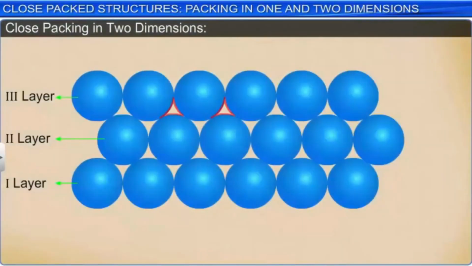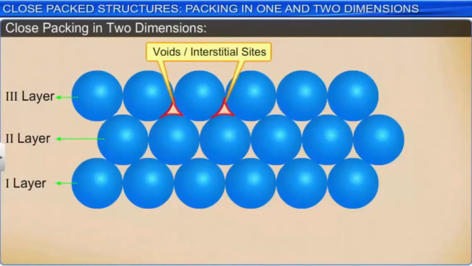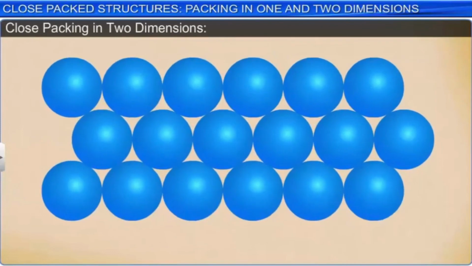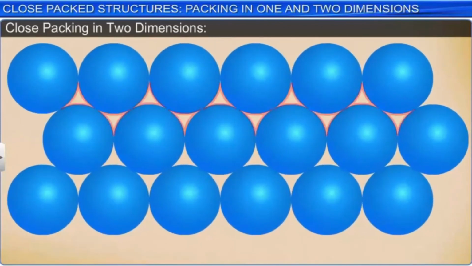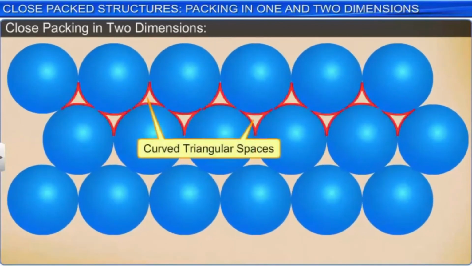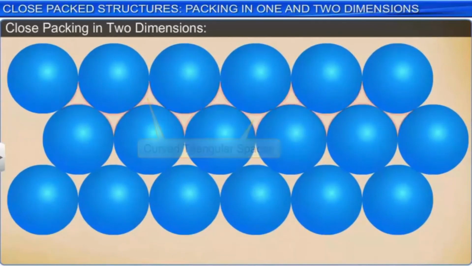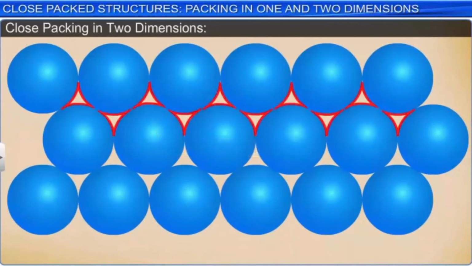Some spaces are left vacant after the close packing of the spheres. These vacant spaces are called voids or interstitial sites. In the figure, the empty spaces are seen as curved triangular spaces. These spaces left between the spheres can be divided into 2 kinds, B and C.